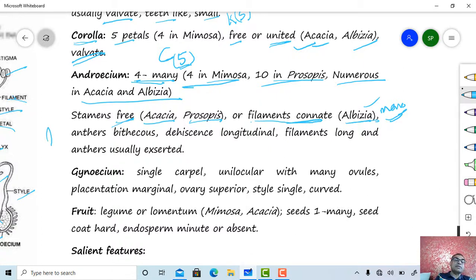Anthers are bithecous or dithecous, such a type of condition. So this one is a bithecous. Dehiscence longitudinal. Filaments are long and anthers usually exserted, facing towards the outer side.